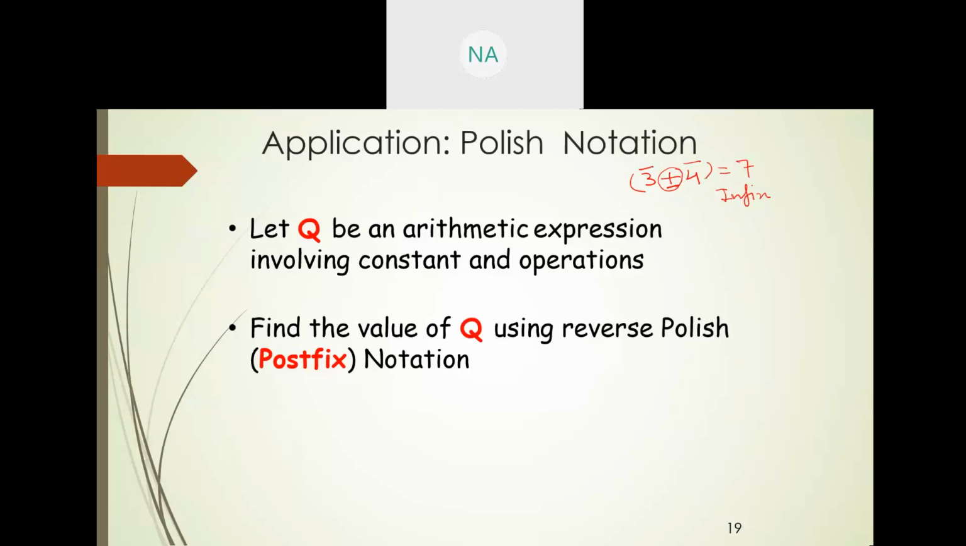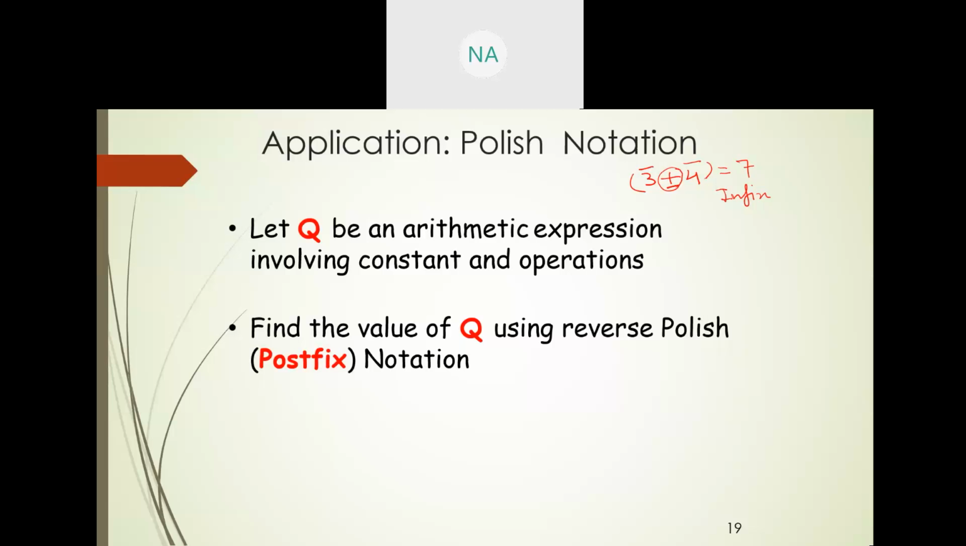There are other notations in which the operator may be written either before its operands or after the operands. We will discuss them, and how arithmetic expressions written in those other notations are evaluated and transformed from one notation into another. All of these tasks require the usage of a stack.